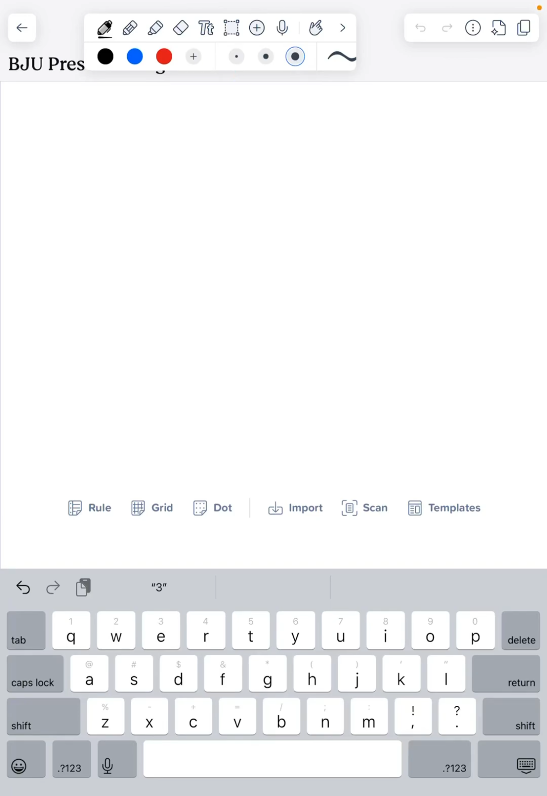Hi everybody, today we're doing BJU Press Pre-Algebra, section 4.3. It's about least common multiples. We're on page 180 in the book. We'll be starting with 1 through 16.